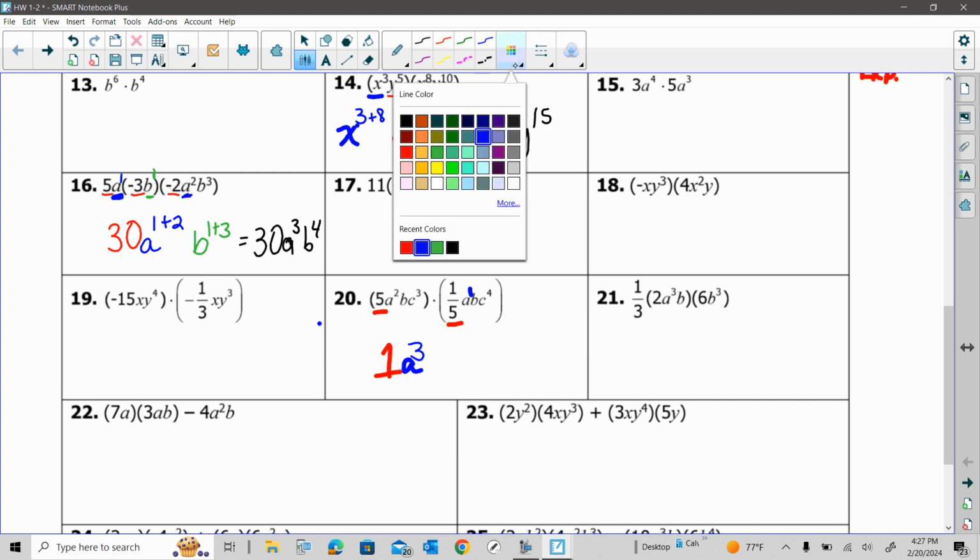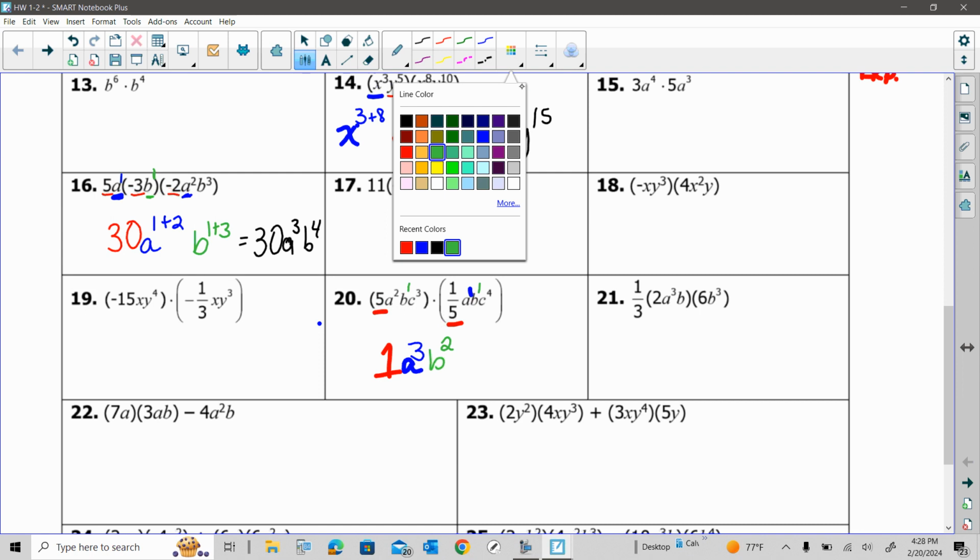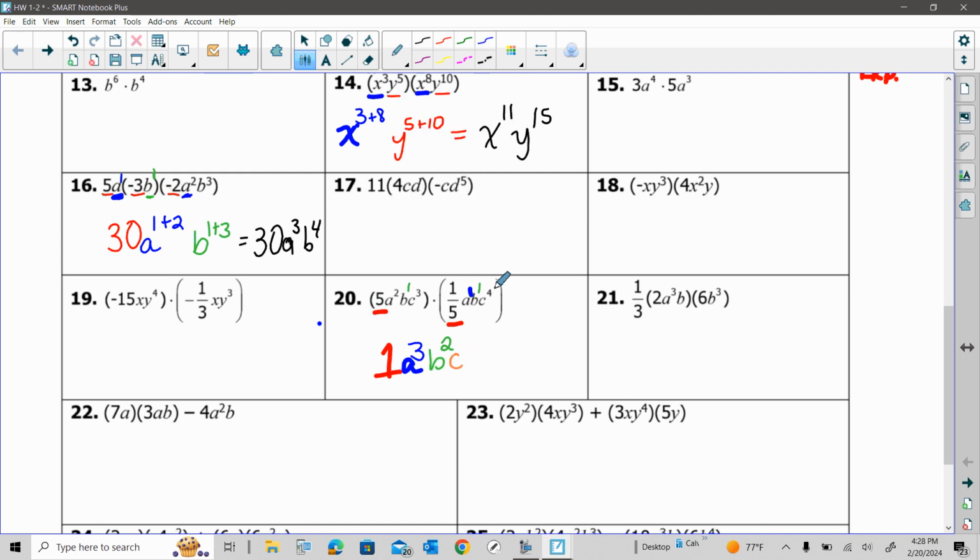Then I go to the b's. I have one b here, so exponent 1, another b. It gives me a total of b squared. And then I go to my c to the third, c to the fourth, that's c to the seventh. So I can keep my 1, or I don't necessarily need that invisible 1. Sorry. So I could leave my answer like such as well. Those are the same answers.